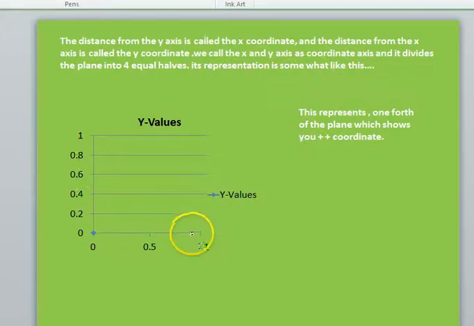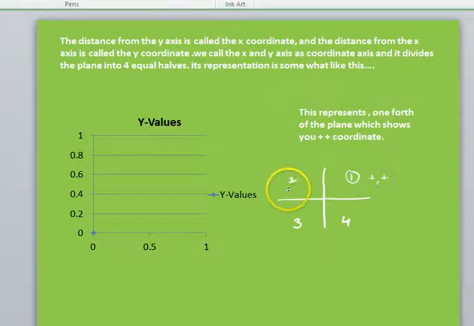I have shown you here the first quadrant of the coordinate axis. The four parts are the first quadrant, second quadrant, third quadrant, and fourth quadrant. In the first region, both x and y are positive. In the second, x is negative and y is positive. In the third region, both x and y are negative. In the fourth region, y is negative and x is positive.